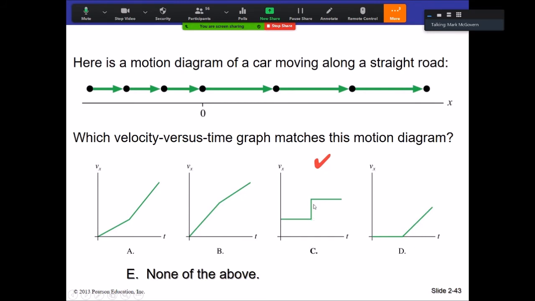Then we got this little jump here. We just instantly change to a higher speed. And that's what C is doing. E is just apathy, which, fine.